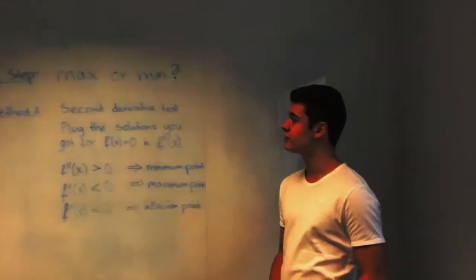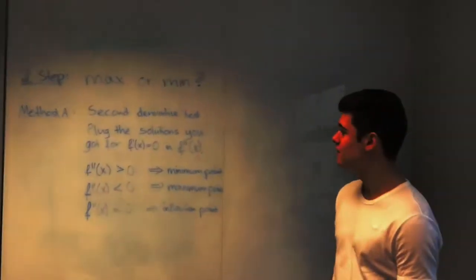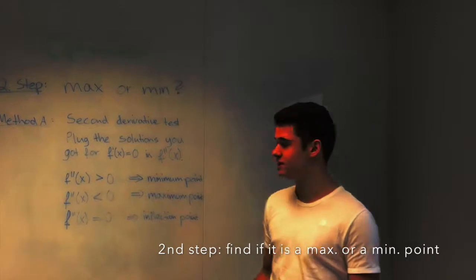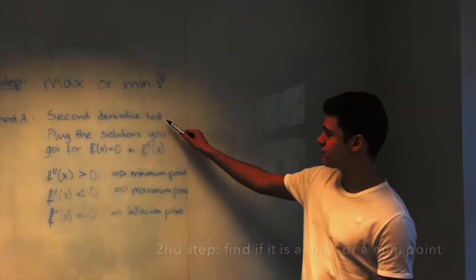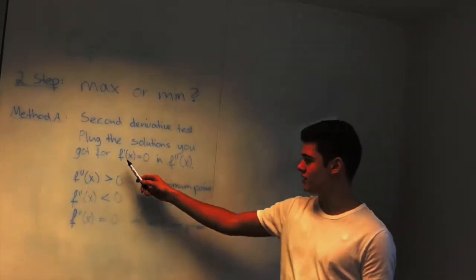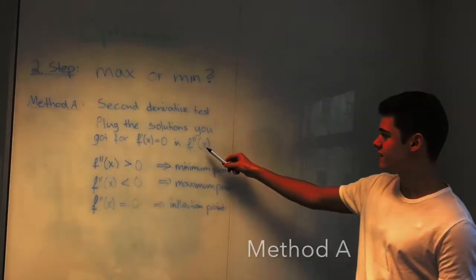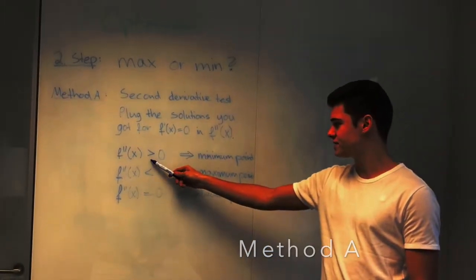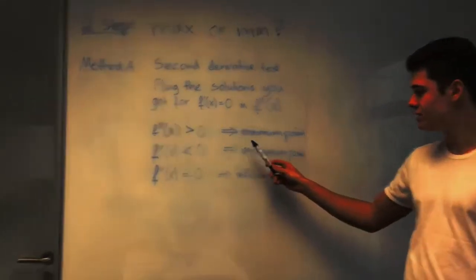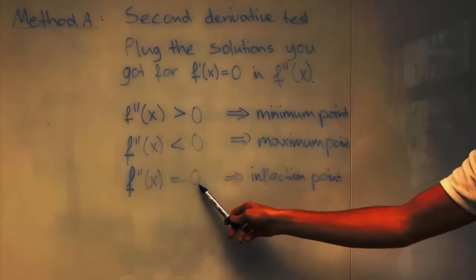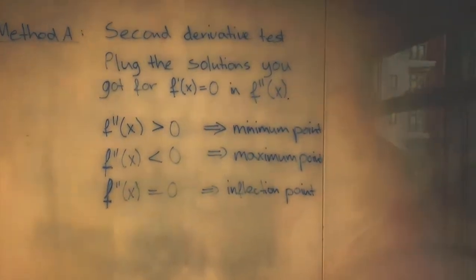Okay, in order to find out if you found a maximum or a minimum point, there are two ways to do it. The first one, and most of the time the easier, the faster one, is the second derivative test. You just plug the solutions you got for f prime of x equals 0 into the second derivative of f of x. If you get a number bigger than 0, you have a minimum point. If it's smaller than 0, you have a maximum point. And if it equals 0, you have a point of inflection.